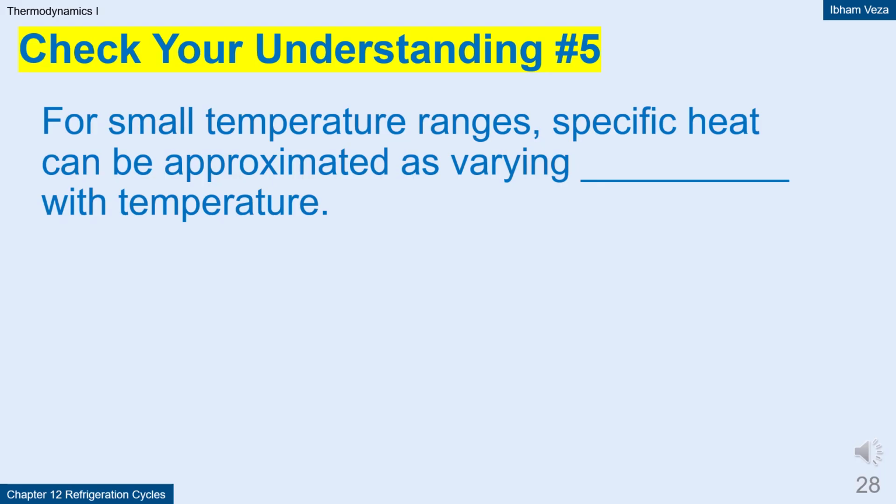Check your understanding. Number 5. This question emphasizes again an important assumption in the specific heat approximation. Students are expected to remember that this approach is valid only for small temperature ranges. The correct answer reflects an understanding of how specific heat varies with temperature. This concept is often used in practical calculation problems. Therefore, a proper understanding is necessary.